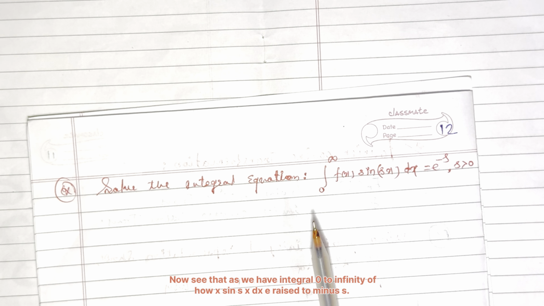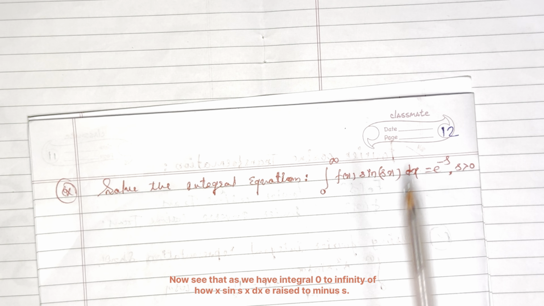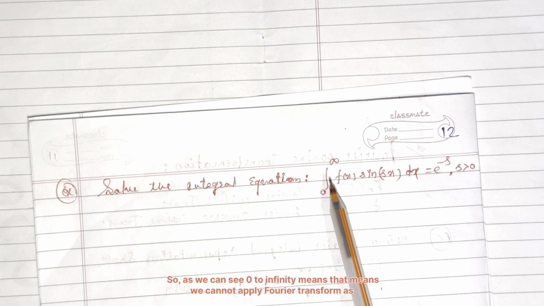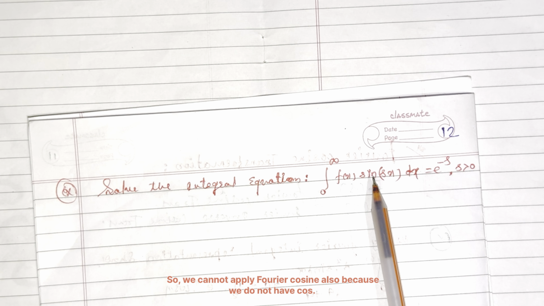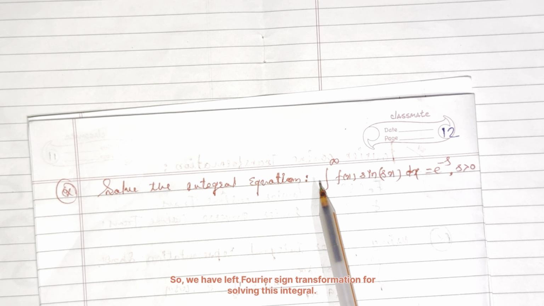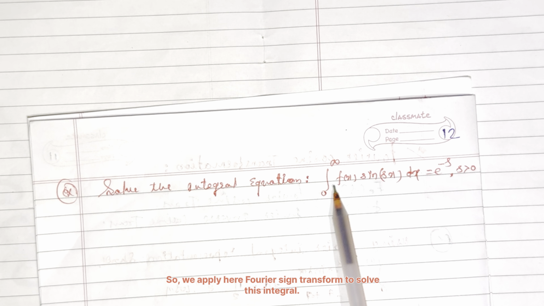Now see that we have the integral from 0 to infinity of f of x sin sx dx equal to e raised to minus s. As we can see, the limits are 0 to infinity, so we cannot apply the Fourier transform, as that has minus infinity present. We cannot apply Fourier cosine either because we don't have cos, so the only chance left is sine. So we apply the Fourier sine transform to solve this integral.